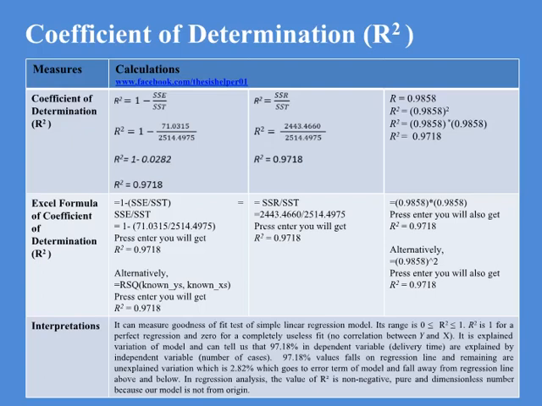97.18% of the dependent variable, delivery time, is explained by the independent variable, number of cases. 97.18% of values fall on the regression line and the remaining are unexplained variation, which is 2.82%, which goes to the error term of the model and falls away from the regression line above and below. In regression analysis, the value of R squared is a non-negative, pure and dimensionless number because our model is not from the origin.